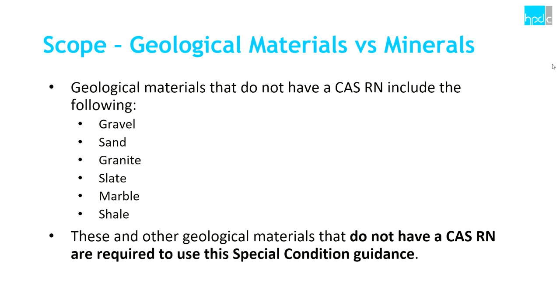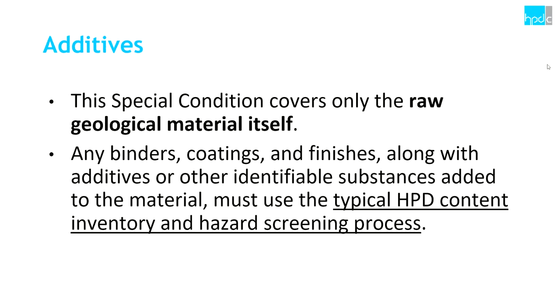Geological materials that do not have a CAS number include gravel, sand, granite, slate, marble, shale. These and other geological materials that may have variable or unknown compositions would use this special condition guidance. This special condition is for raw geological materials only. Any binders, coatings, and finishes, along with additives or other identifiable substances added to the material, must use the typical HPD content inventory and hazard screening process.